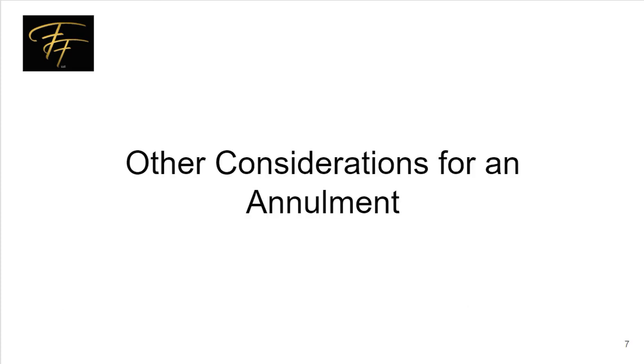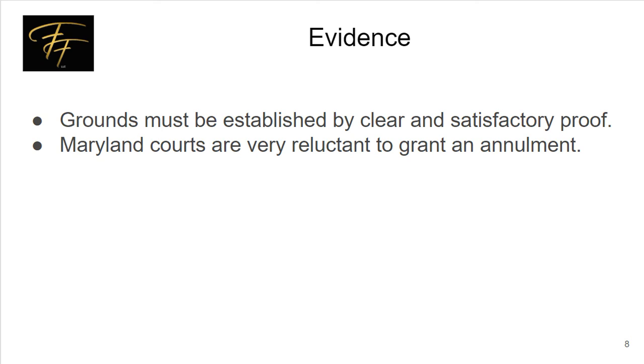And here are a few other considerations that you might want to consider with annulment. There is an evidentiary ground, and the grounds must be established by clear and satisfactory proof. And you must remember that Maryland courts are very reluctant to grant an annulment. So it really has to be very clear evidence that the marriage is void, or that you're coming to the court in a reasonable time after you discover that your marriage is voidable. So it has to be very, very clear.